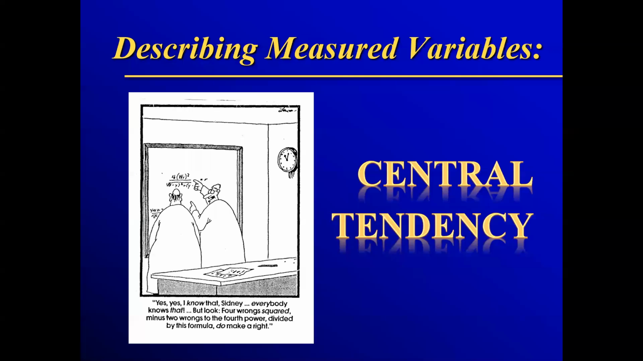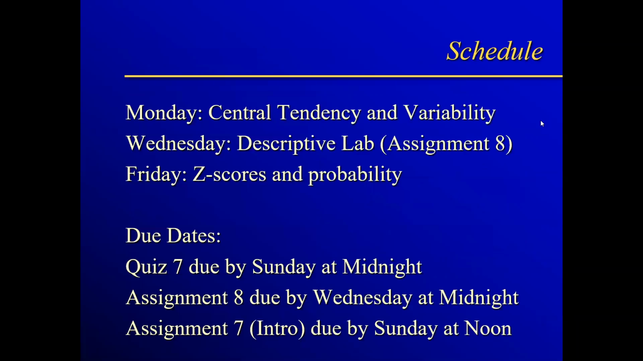All right, cool. So today we are going to be talking more about describing our variables. But before we get into that, let's just look at the upcoming week's schedule. So today we're going to be talking about central tendency and variability, and how to calculate these and what they are. Wednesday is going to be all about assignment number 8.